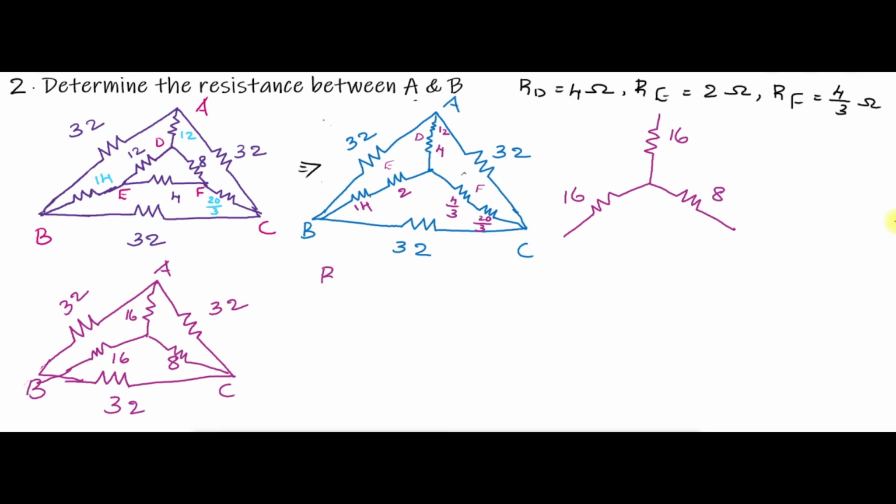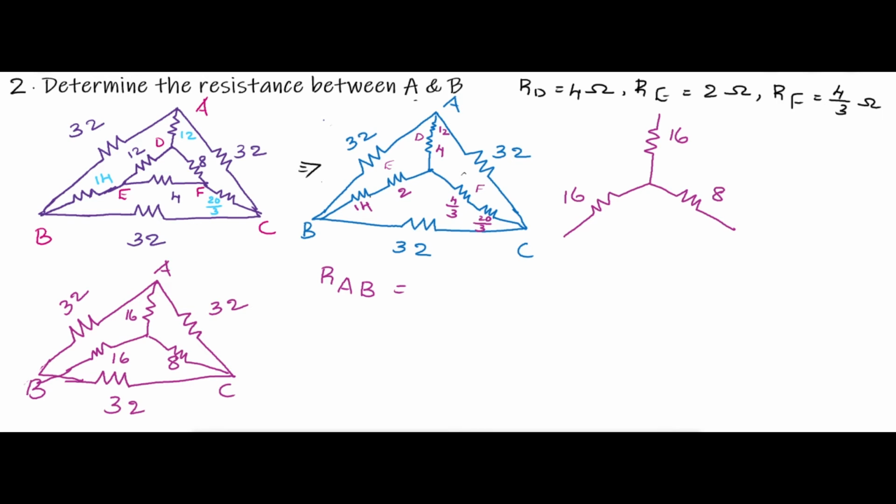So you can take RAB is equal to combinations. You have to take 3 combinations. You have to convert this star into delta. So you have to take 3 combinations, that is 16 into 8 plus 8 into 16 plus 16 into 16 divided by, if you are taking A and B, you have to consider C point, that is equal to 8.